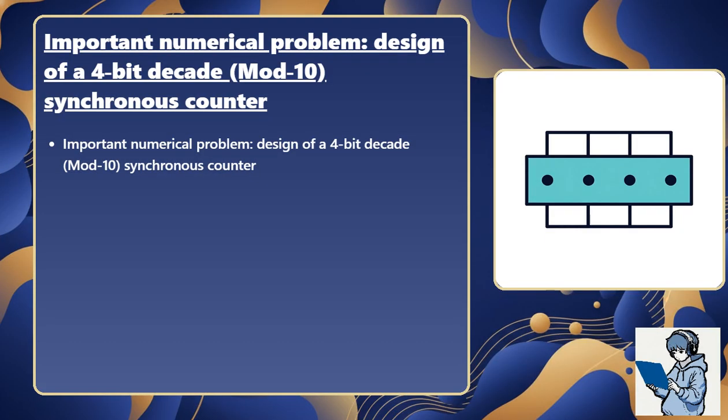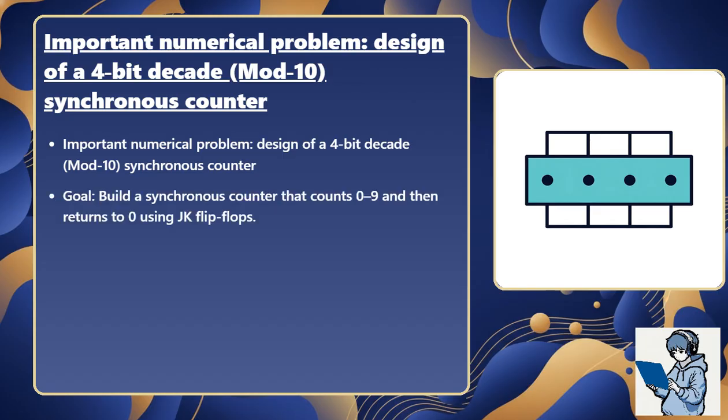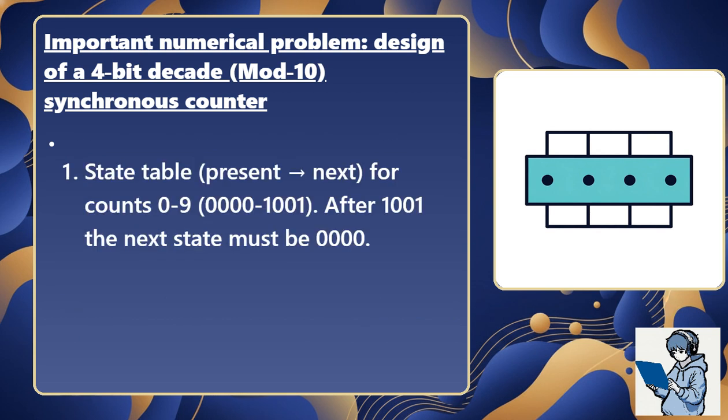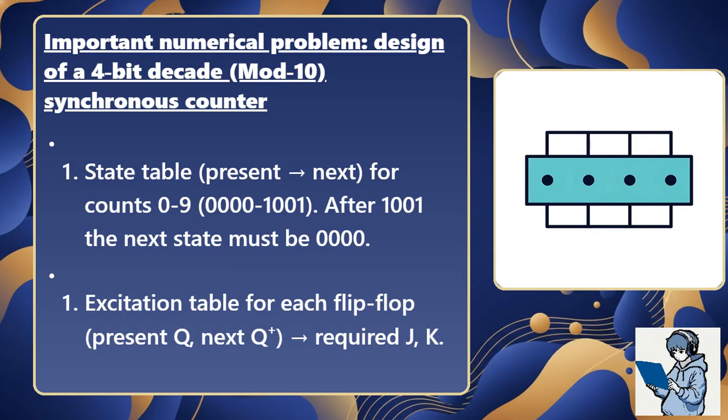Important numerical problem: design of a 4-bit decade mod 10 synchronous counter. Goal: build a synchronous counter that counts 0 to 9 and then returns to 0 using JK flip-flops. A step-by-step solution: choose hardware: 4 JK flip-flops Q3, Q2, Q1, Q0. Clock is common. State table, present to next, for count 0 to 9, binary 0000 to binary 1001. After 1001, the next state must be 0000. Excitation table for each flip-flop: present Q, next Q plus, gives the required JK.